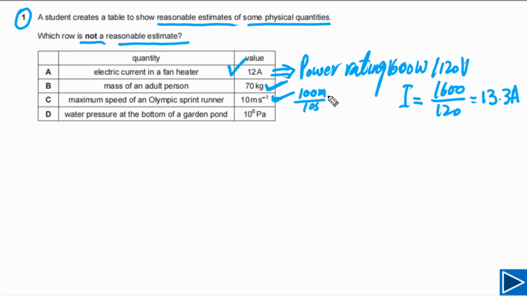In 10 seconds, the speed is about 10 meters per second. So this is also a reasonable estimate. Now from here we can see that D is the right answer. So this is not possible. Let's try to understand why this is not possible.